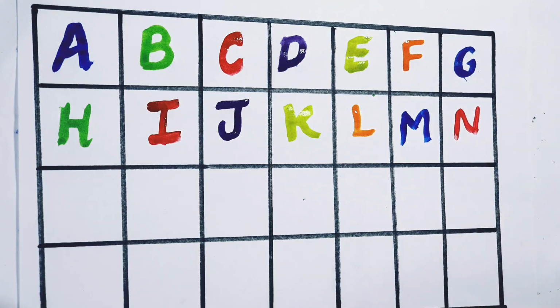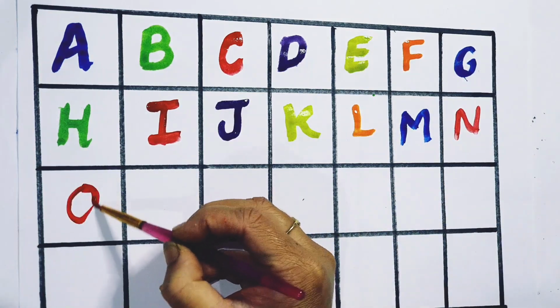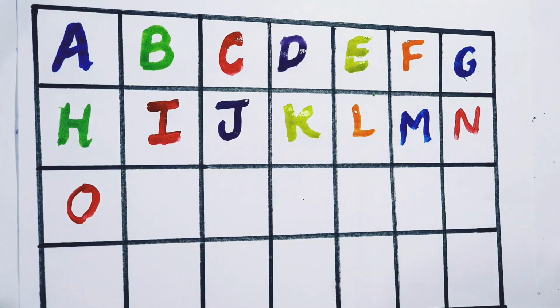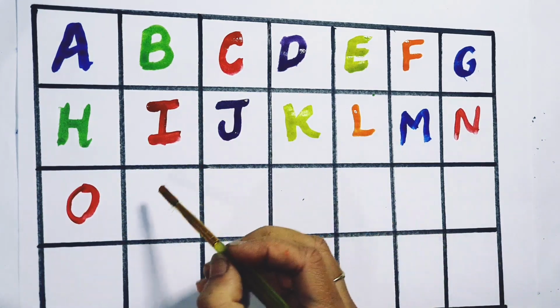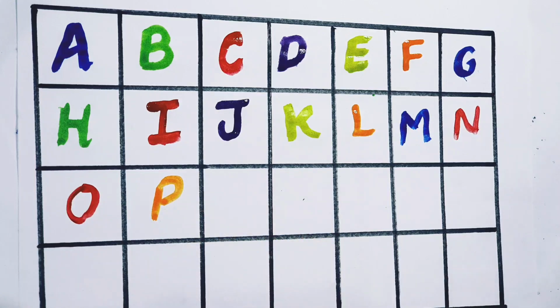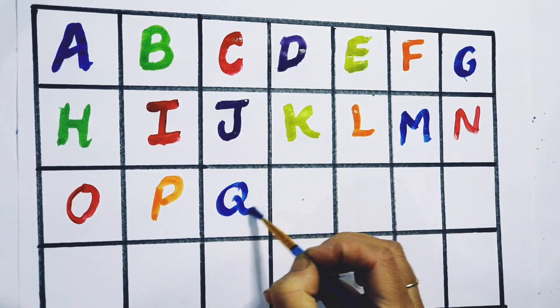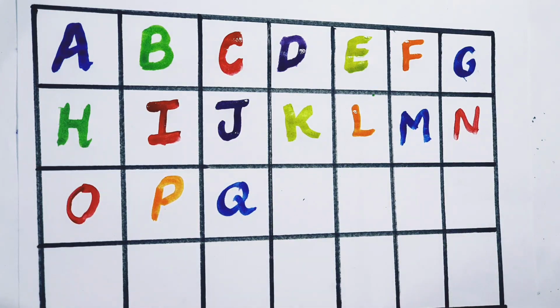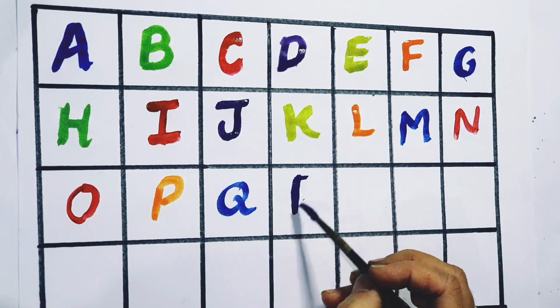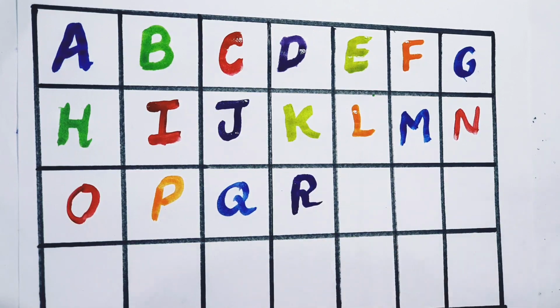N for nose. O for owl. P for piano. Q for queen. R for rain.